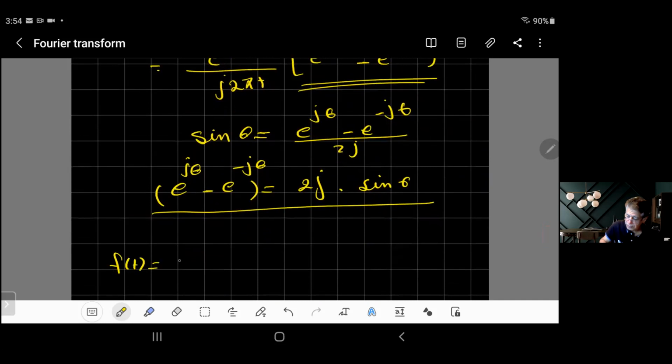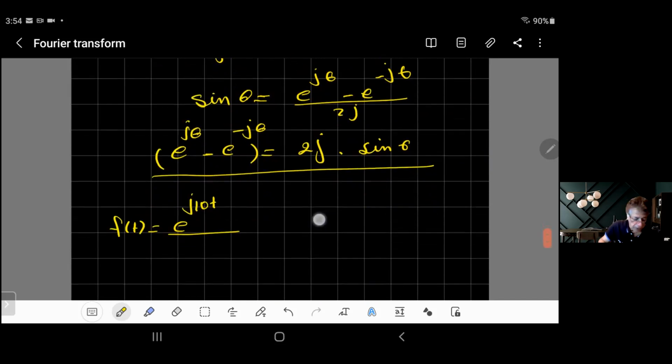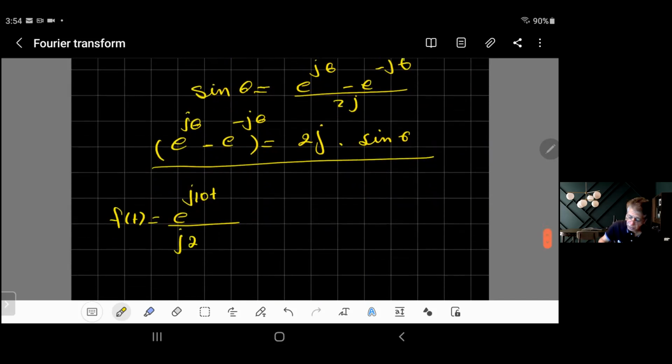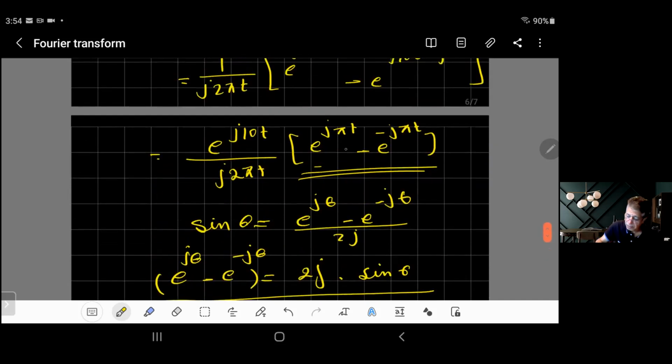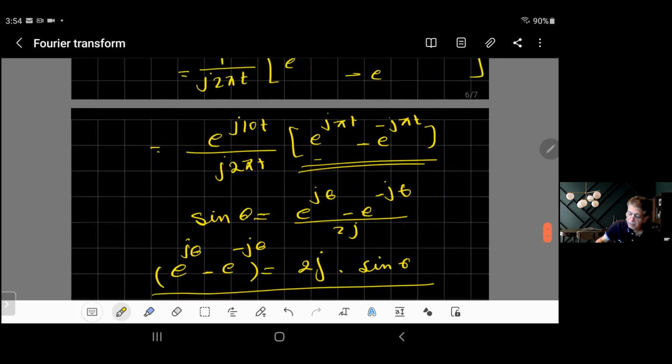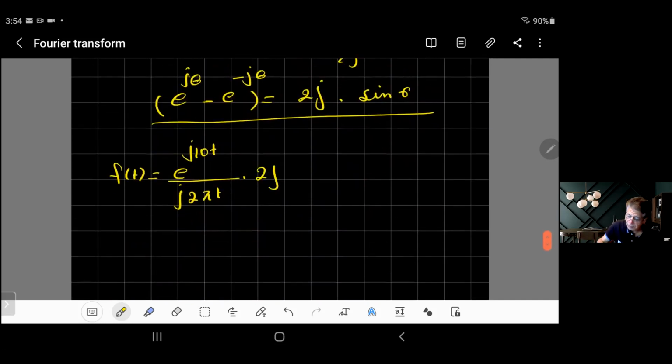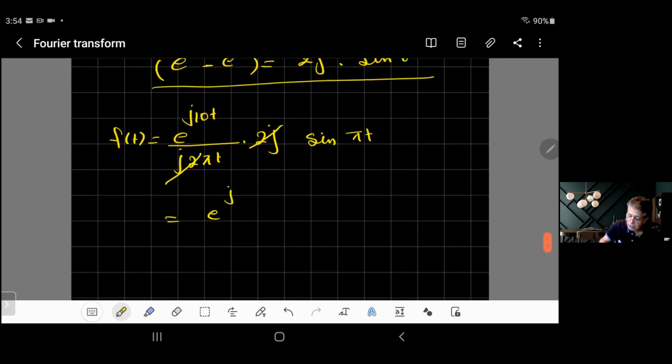Let's write f of t is equal to e^(j 10 t) divided by j 2 pi t, and now this exponential expression will be 2j times sine of pi t. Well, 2j cancels with 2j, so you have e^(j 10 t) divided by pi t, times sine pi t.